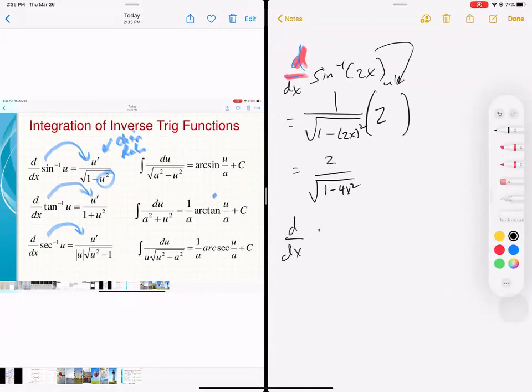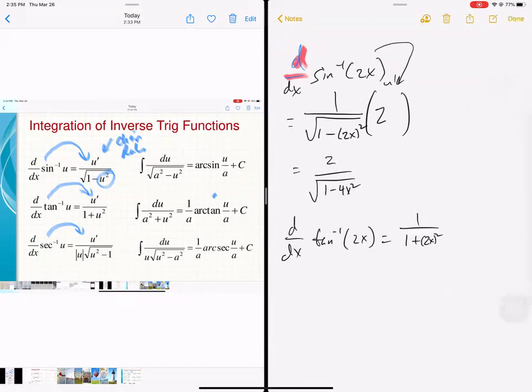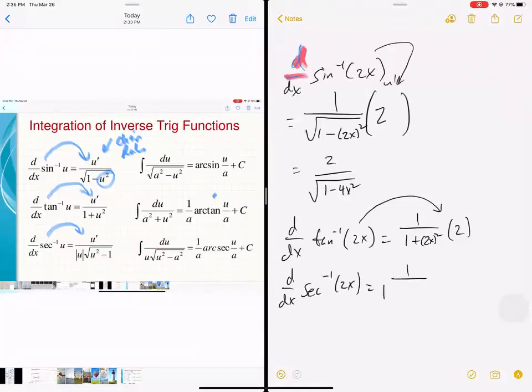I gave you the derivative d over dx of tangent inverse of 2x. Same thing, it's just straight copy. 1 over 1 plus 2x squared times the derivative of the inside, which is just 2. And if I do d over dx of secant inverse of 2x, it's just a copy. 1 over absolute value of u, which is just copying the 2x, square root of u squared, which is just copying the 2x, minus 1. Chain rule, multiply by 2.